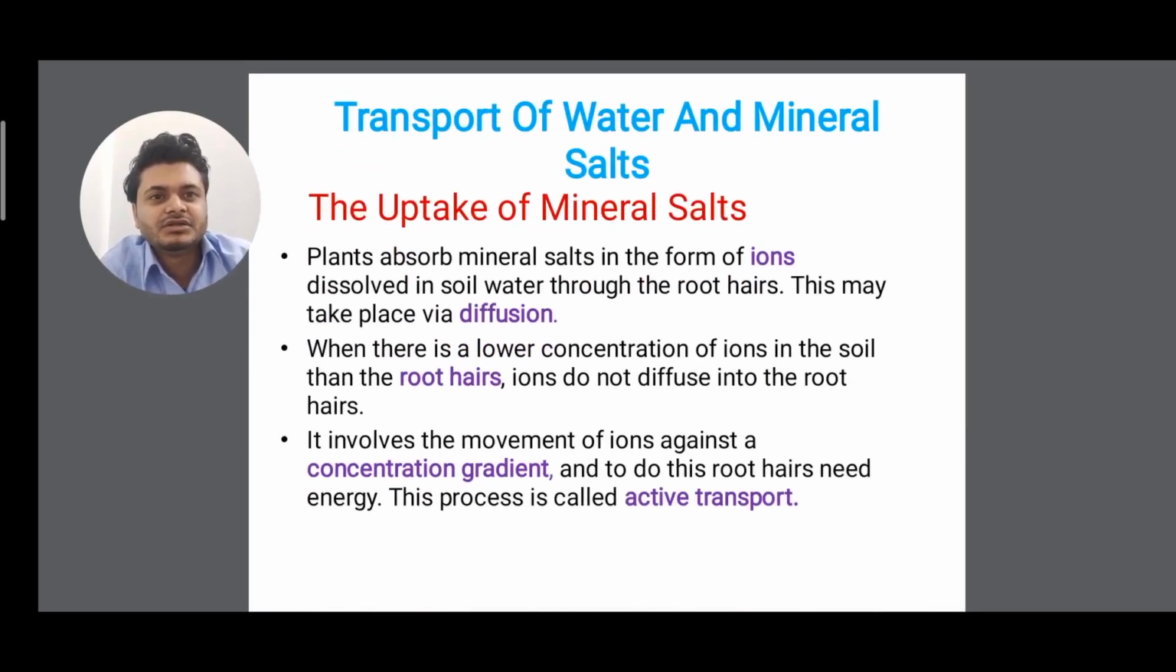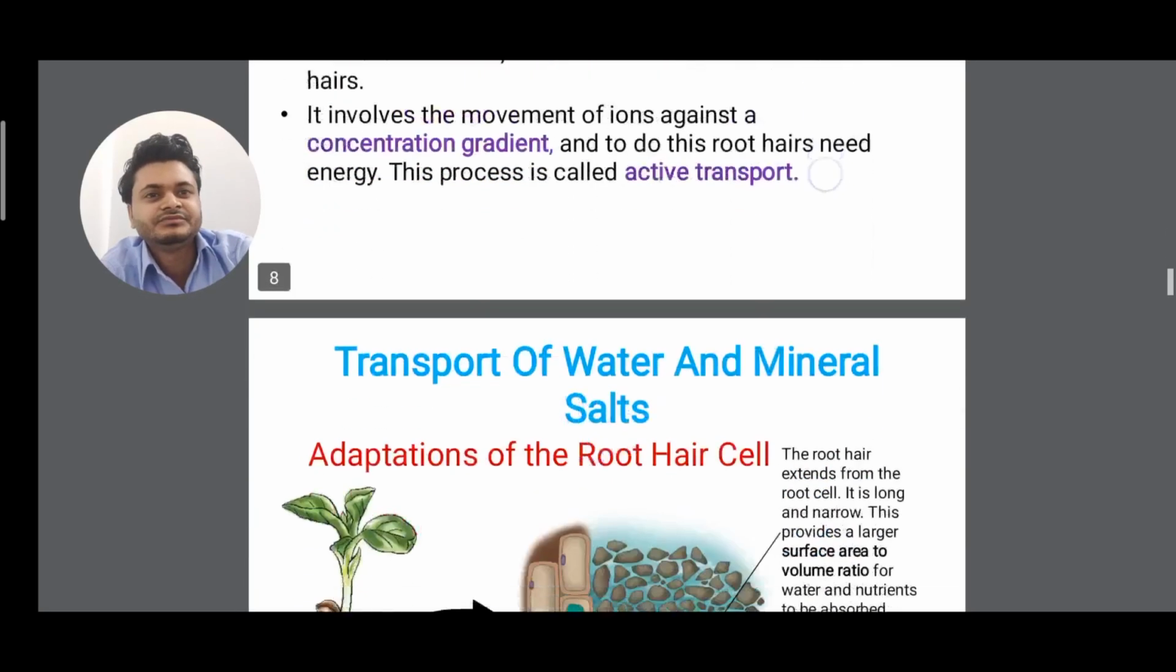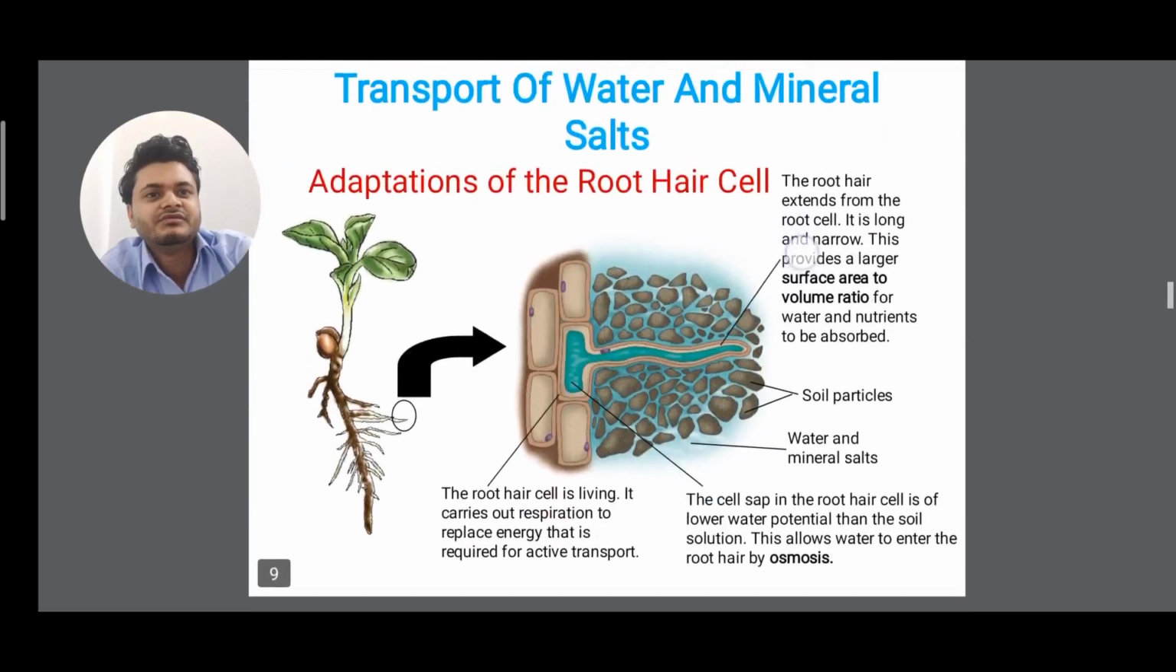Next, uptake of mineral salt. You see, as I have said, plants absorb mineral salt in the form of ions. It dissolves in soil water through root hair by the process of diffusion, and then by cell to cell osmosis it is transferred, and this process is what? Energy driven process, that is an active process. So it takes place against the concentration gradient. So a very good diagram has been given. See, all the parts are labeled, showing from where water is getting inside to which part. Clear?